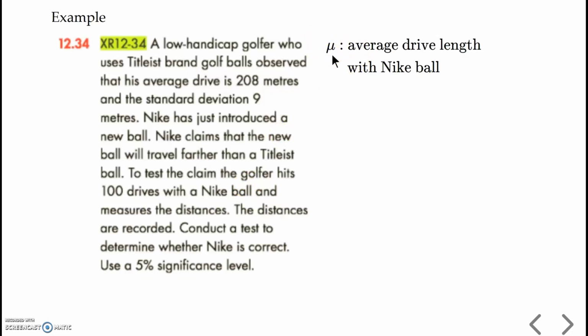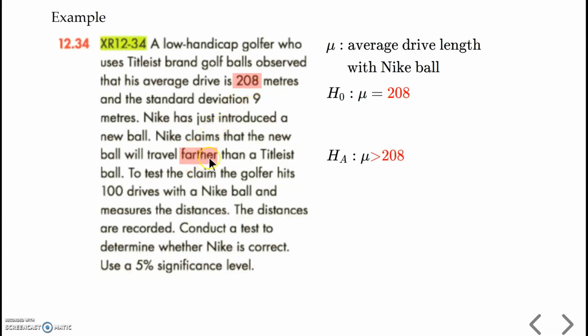The next step is to form the null and the alternative hypotheses. So what would be the null hypothesis? How would you form that null hypothesis? Let me give you one quick second to write down the null hypothesis here. Yep, you got it. The null hypothesis here is that mu is equal to 208, since we know that Titleist's ball has an average drive length of 208 meters.